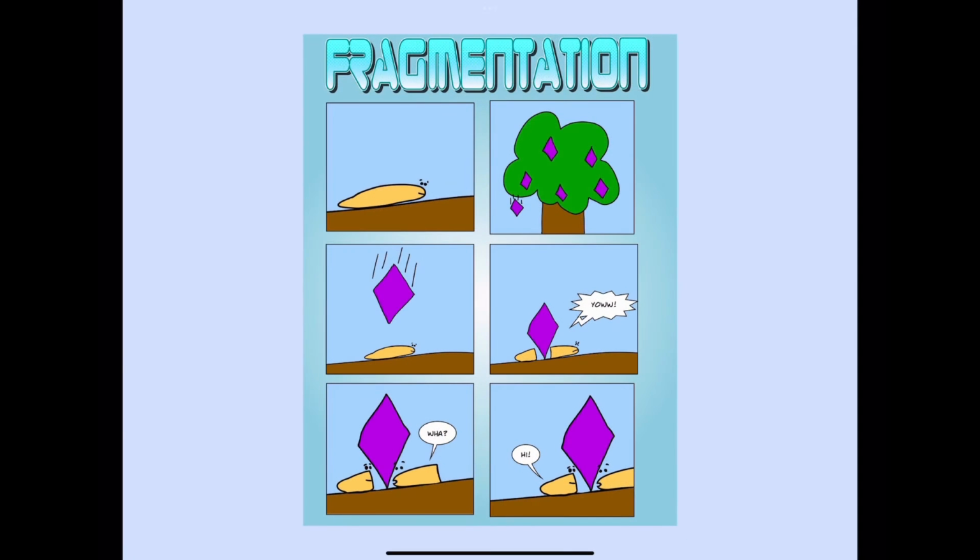The last method is fragmentation. This is when a piece of an animal breaks off and both of the remaining parts of the animal regain life. How does this work? These cells are replicated through a process called mitosis.